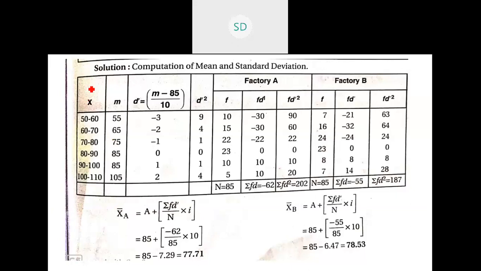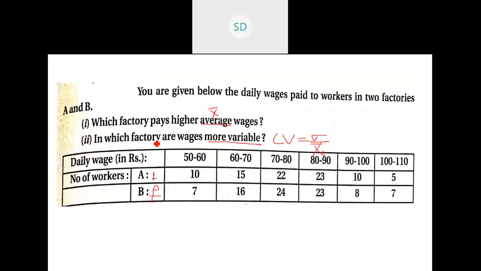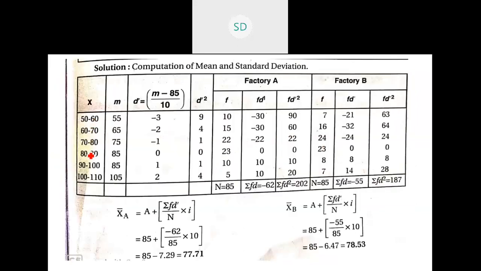Now let's understand. First we have taken the class intervals, however it was given in the problem, that is from 50 to 60, 60 to 70, 70 to 80, 80 to 90 until 100 to 110. So we have taken the same information from the question. If you can see here, until 110. So we have taken the same data.